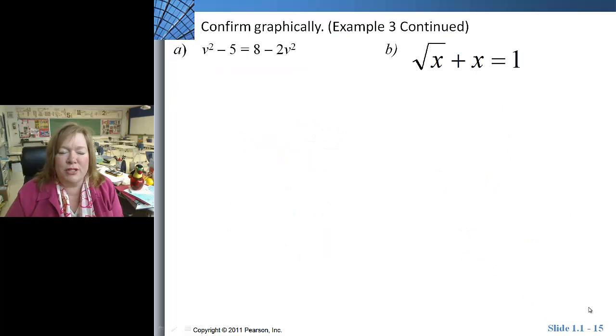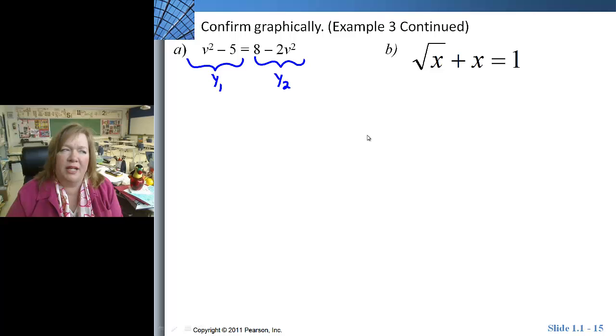Alrighty? So let's go ahead and confirm this graphically. So we started out with v squared minus 5 equals 8 minus 2v squared. I know your book wants you to get it set equal to 0, then find the zeros, arrow to the left, enter, arrow to the right. It's a lot of extra steps that you just don't need. All I want you to do in order to confirm graphically is find the intersection. I think that's the easiest way to solve the problems using the graphing calculator. So on the left hand side, we'll put that in for y1.